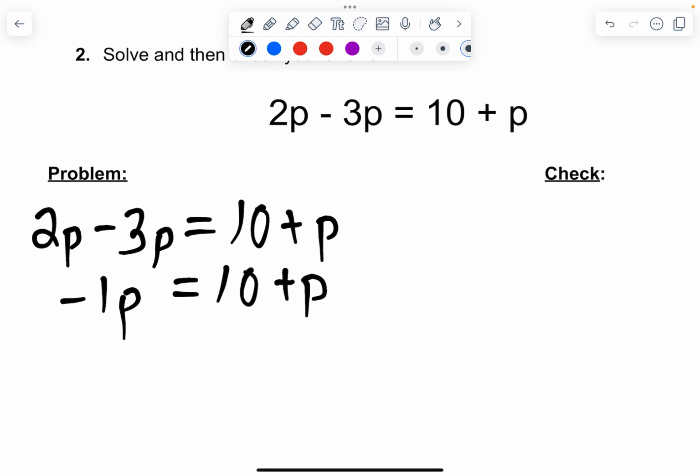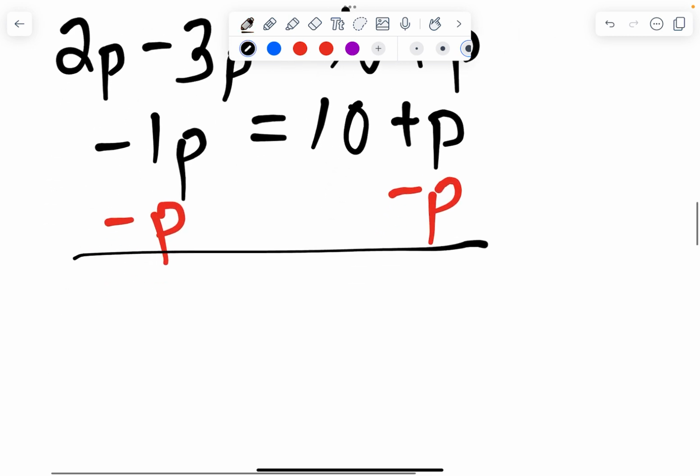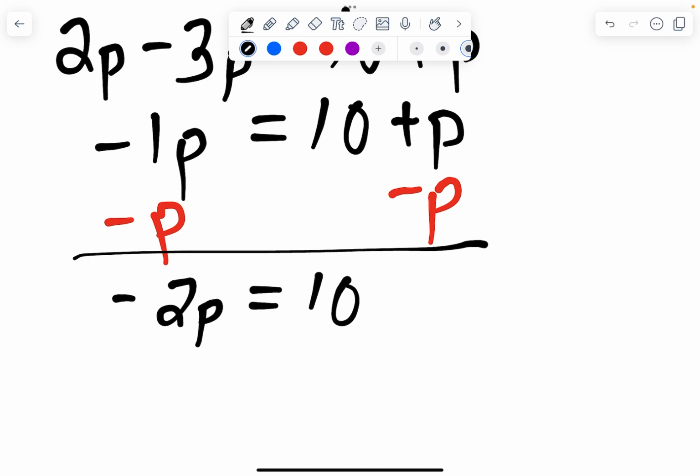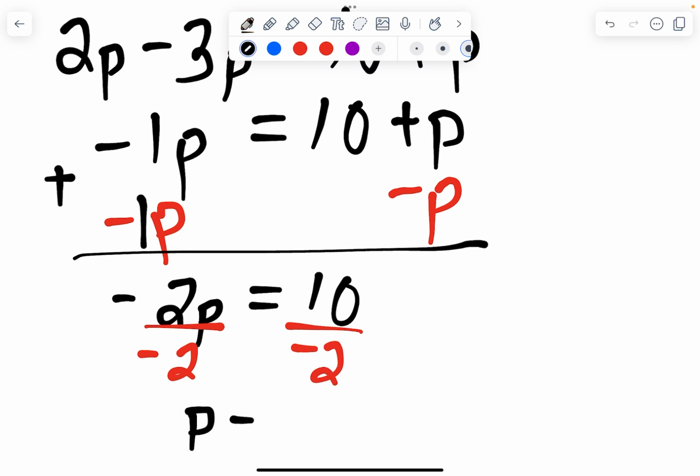Okay, and we want the 10 by itself. So to get 10 by itself, I'm going to subtract a p from each side. So negative 1 and negative 1 make negative 2p. I'm going to add these two together, the negative 1 and negative 1. You can put a 1 in front of there if you wish. And so I get negative 2. I'm going to now divide both sides by negative 2. And p ends up giving me negative 5.